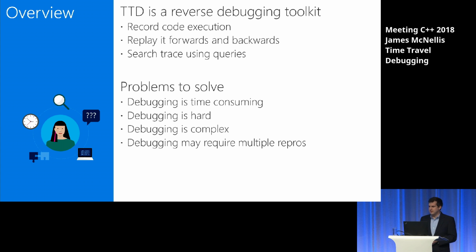So with time travel debugging, you only have to record the bug happening once. Once you have a trace file, you can replay that trace and seek forward and backward in time as necessary to determine the root cause of the issue. And this makes time travel debugging a tremendously powerful tool.